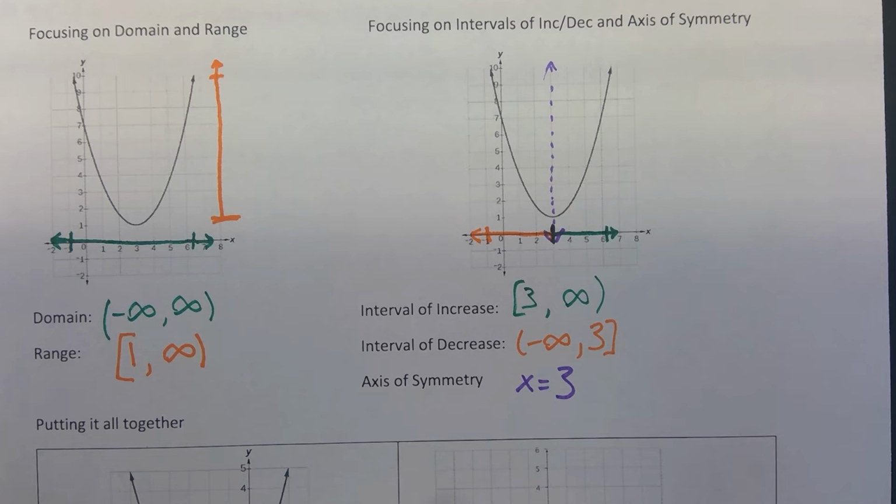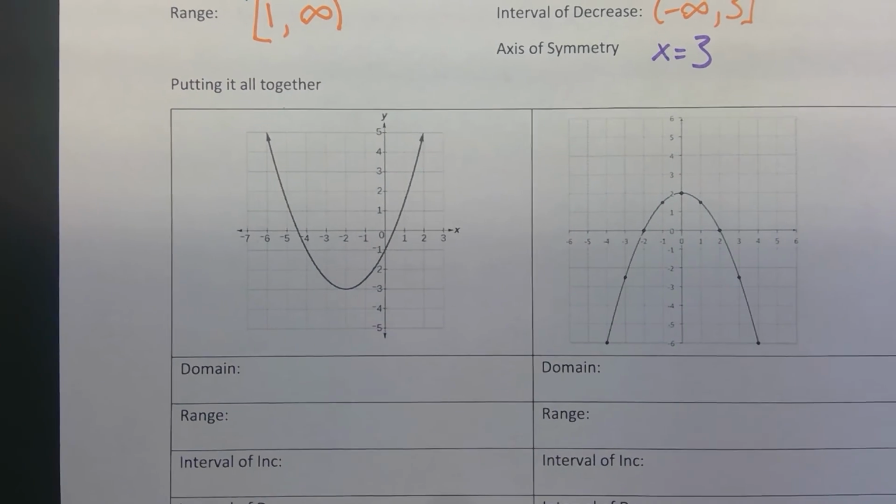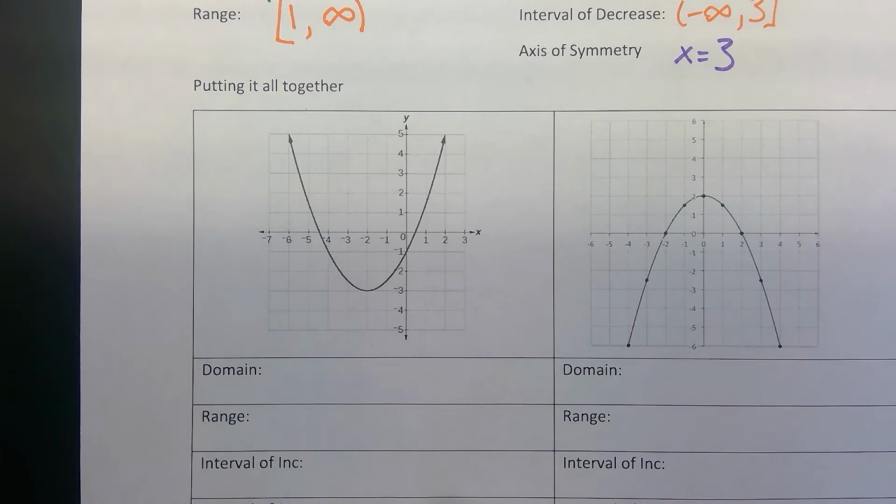I know that's a lot of information, and now we're going to go through these right here. We'll do the first one together, and then I'll have you work on the second one using what we see on the first one. So let's put it together. We have this graph here on the left. I'll work through this one with our colors on it, and then I'll go through the answers on the second one.